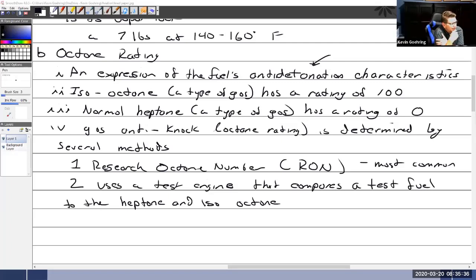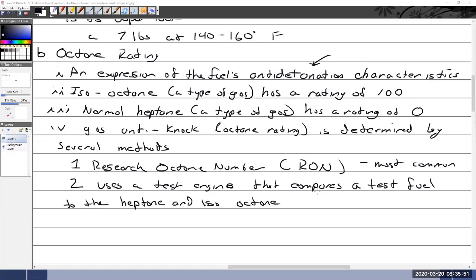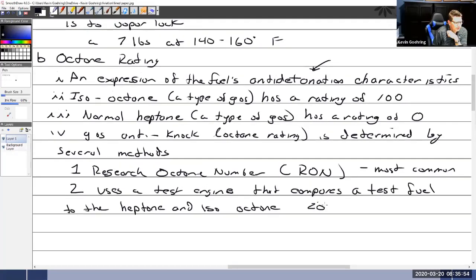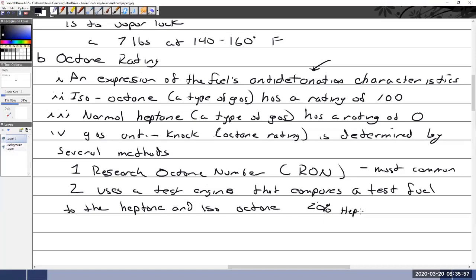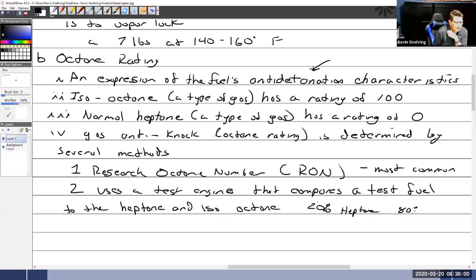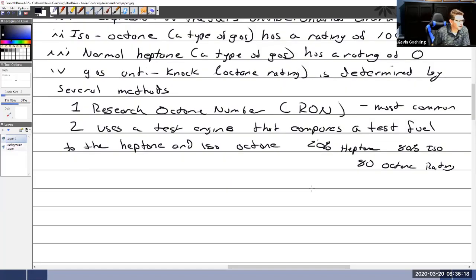Okay, so we were talking about this research octane number, which is the most common way of figuring out anti-knock rating, and it used a test engine that compares test fuel to heptane and isooctane. And so we ended up with something that used like 20% heptane and 80% isooctane. I'll just write ISO. Then they would say that this is an 80 octane rating. And so that's how they get it. All right. So that's the research number, the RON number.